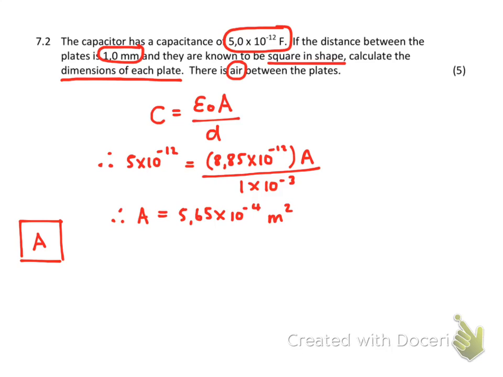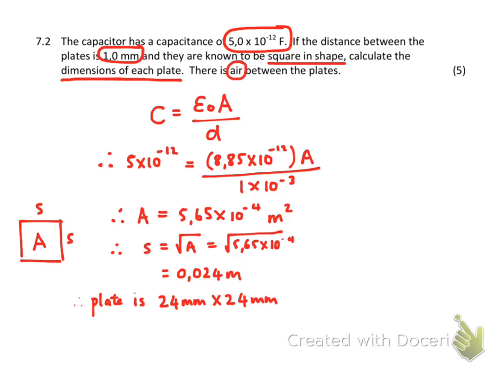So if that's our square plate, then obviously it has equal sides, and to calculate the length of the side we need to take the square root of A. So we work out the square root of 5.65 times 10 to the minus 4, and that gives us 0.024 meters. And so the dimensions of the plates in our capacitor is 24 millimeters by 24 millimeters.